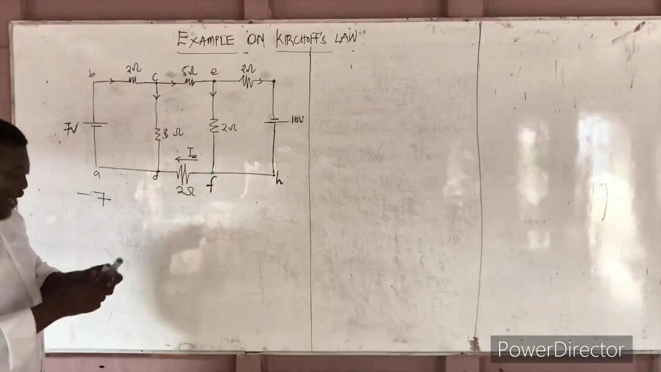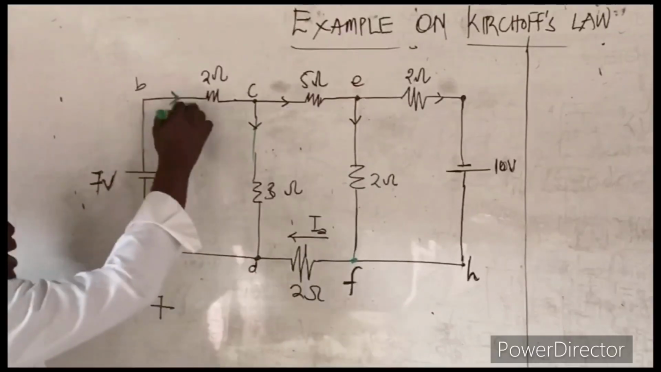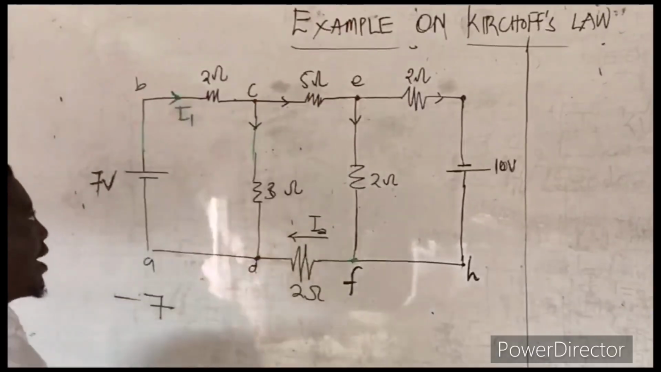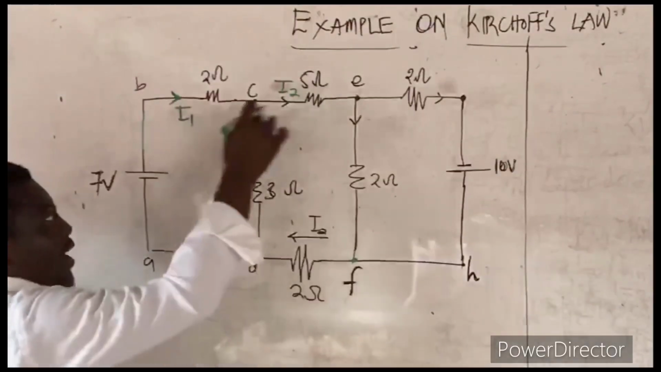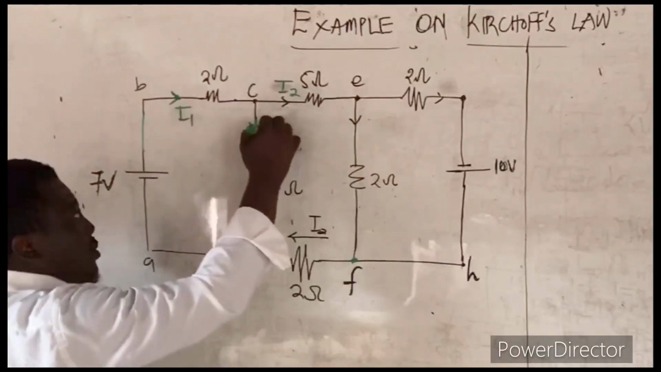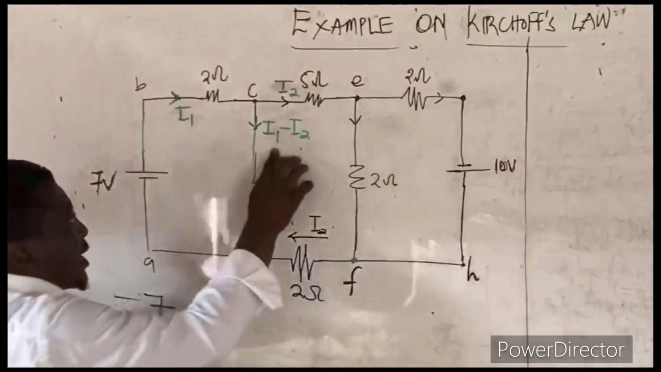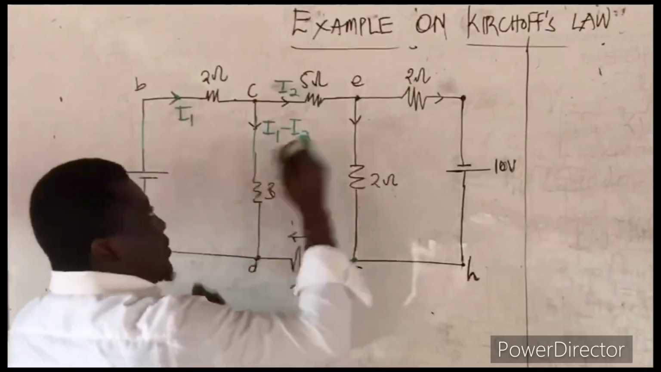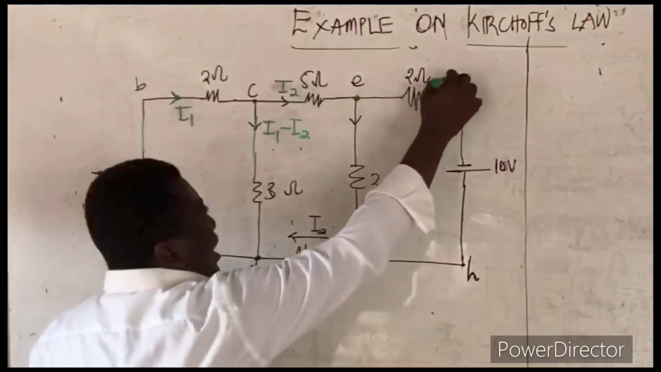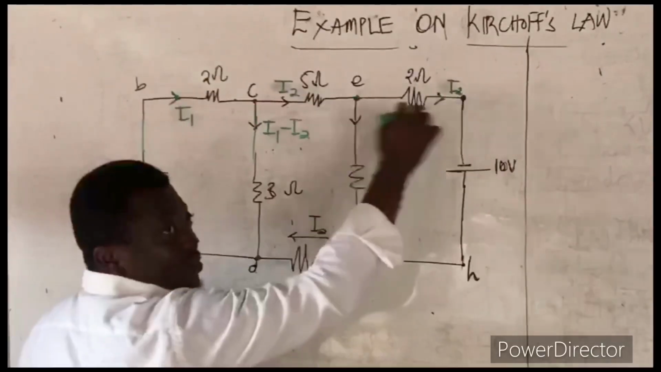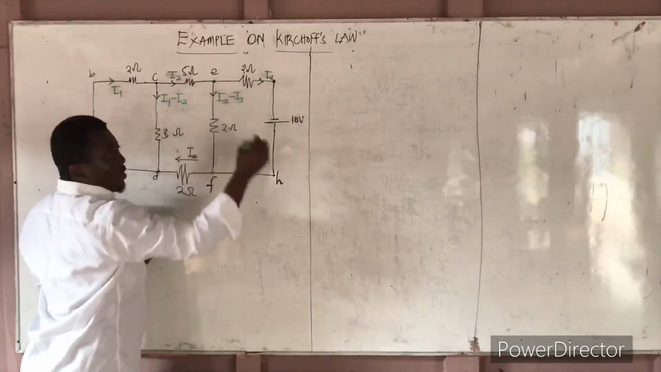In the distribution of current, we can see that from this voltage source, I1 will start the journey. I1 will get to this junction and I2 decides to take this route. If I2 takes this route, the remaining is going to be I1 minus I2. After getting I1 minus I2, I2 continues the journey. It meets another load, so it is going to split again. And when it splits, I3 is going to use this branch, and I2 minus I3 is going to be here.